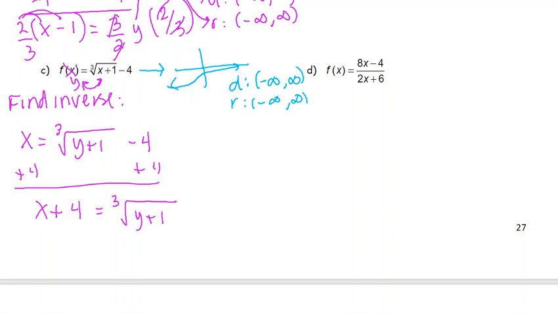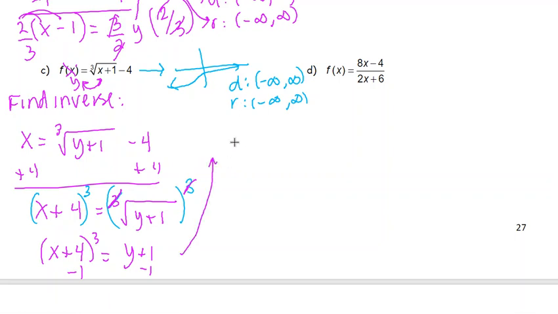In order to solve for y, I need to get rid of this cube root. In order to do that, you cube both sides. Now, I don't want you to actually cube it on the left. I want you to just leave it as x plus 4 quantity cubed. On the right, the cube and the cube root cancel each other out. You're left with y plus 1. And then I want you to subtract 1. And remember, that's not really what y equals. It's what f inverse of x equals. And that is x plus 4 cubed minus 1.